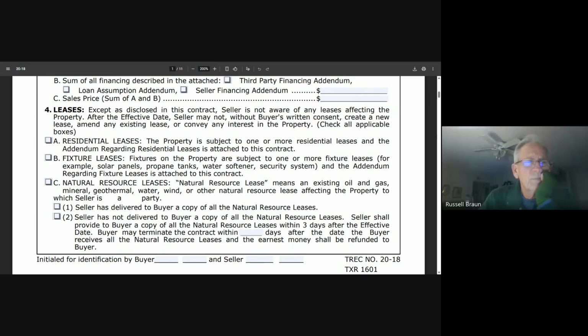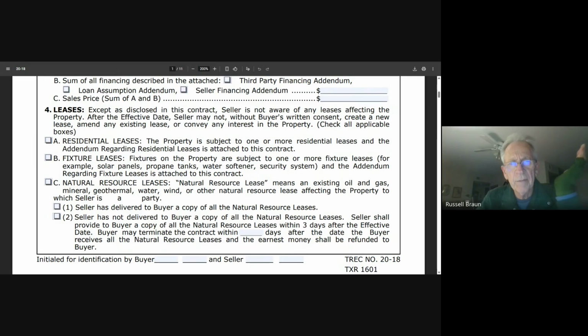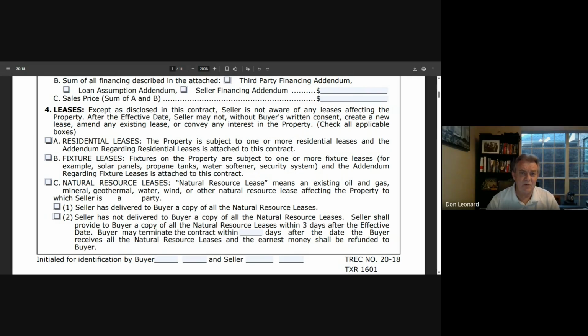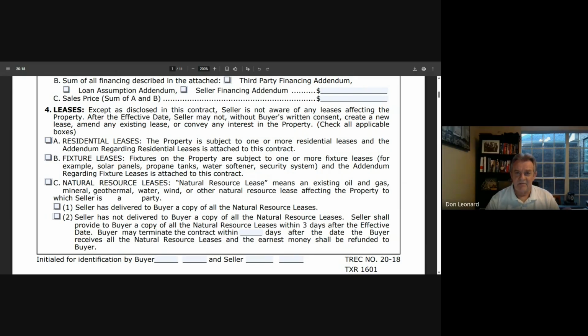So Don, yes, sir. On C, we have to X out something, right? On the natural resource leases, can you leave it blank, or do you have to? You can leave this one blank. And the reason you can leave it blank is because it's a checkbox. It's either yes or no, and it's determined by whether or not you check the box. So if you don't check the box, then the assumption is already that it doesn't apply. So in a case like this, you do not have to. You can leave it blank.